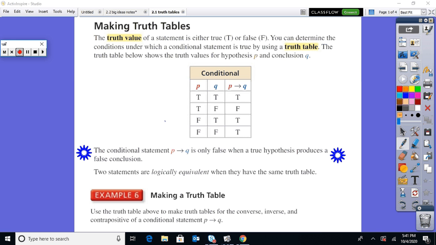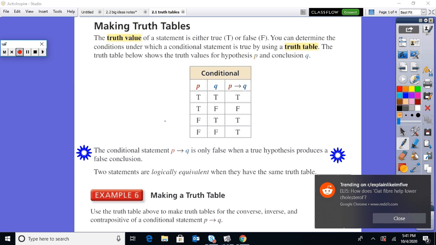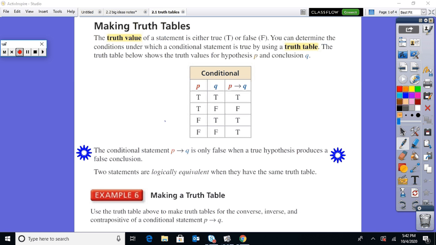All right, guys, this is a little extension on section 2.1 talking about truth tables. So I'm going to fill out these notes here for you today. The truth value of a statement is either true or false. You can determine the conditions under which a conditional statement is true by using a truth table. The truth table below shows the truth values for the hypothesis P and conclusion Q.